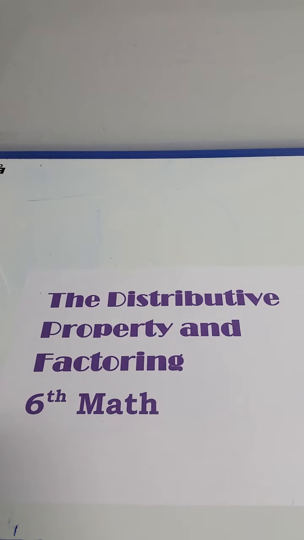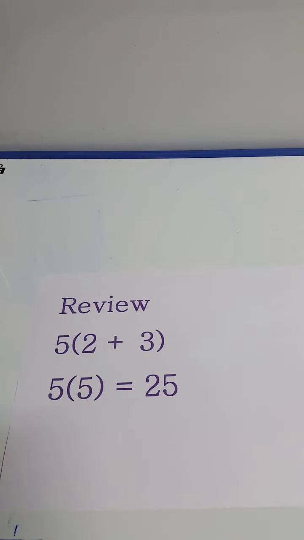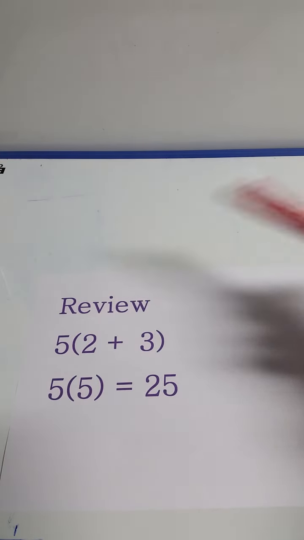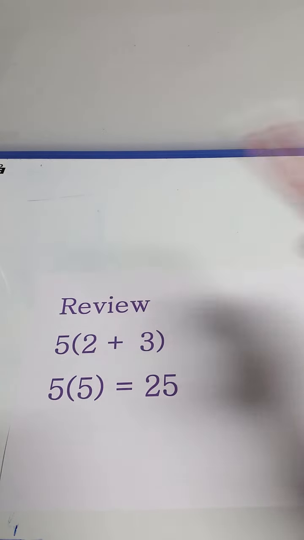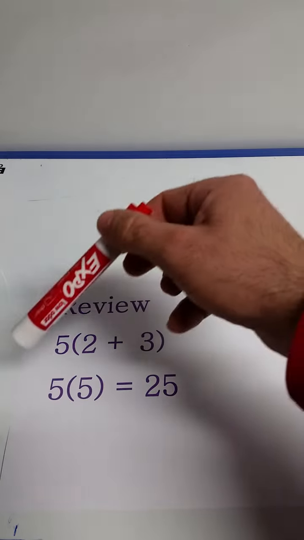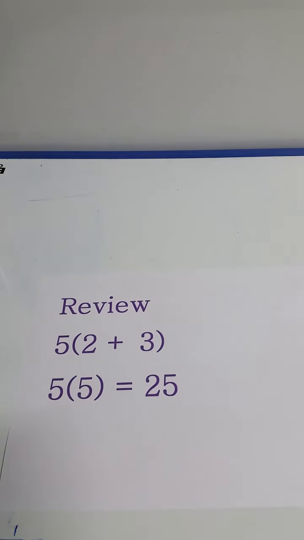Okay, here's our video on the distributive property and factoring. So let's look at an example. Here we have a number 5, and in parentheses we have 2 plus 3. We already know that you could add 2 plus 3 and you get a 5. We also know, if you remember, that anytime there's a number next to parentheses like this, it's multiplication. And we can see that 5 times 5 is 25.